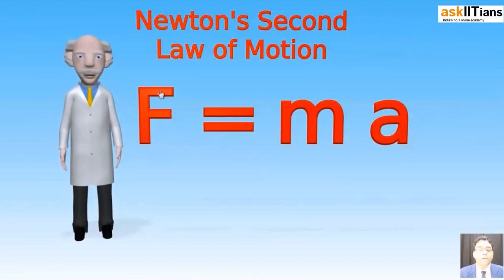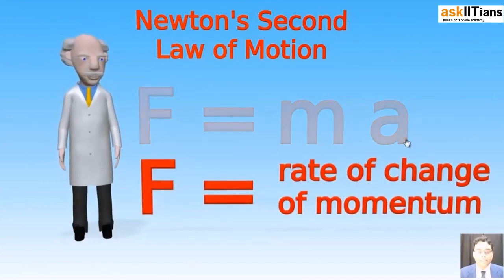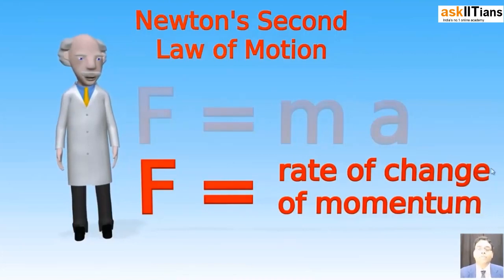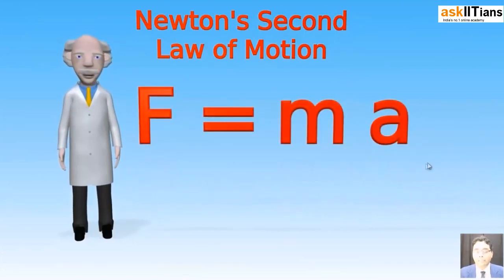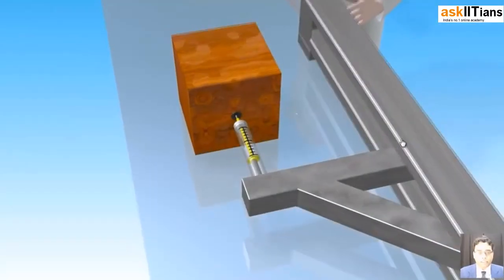Also, for a given amount of force, the mass is inversely proportional to acceleration, and using this we can also understand that force can be written as the rate of change of momentum. We'll discuss more on it when we discuss momentum and impulse later on. As of now, just try to understand that force is equal to mass into acceleration. Acceleration is nothing but the change in velocity with time.